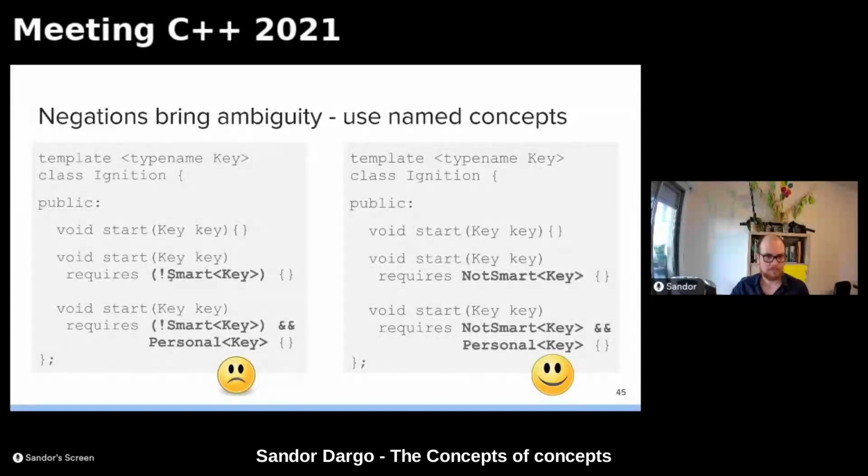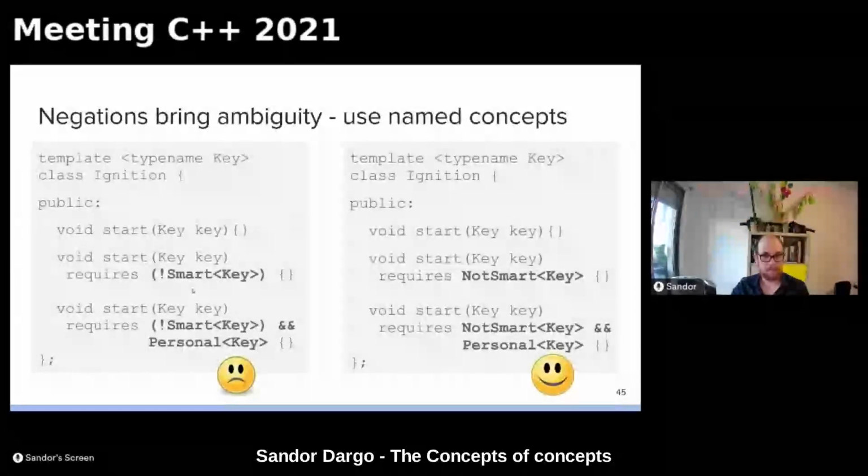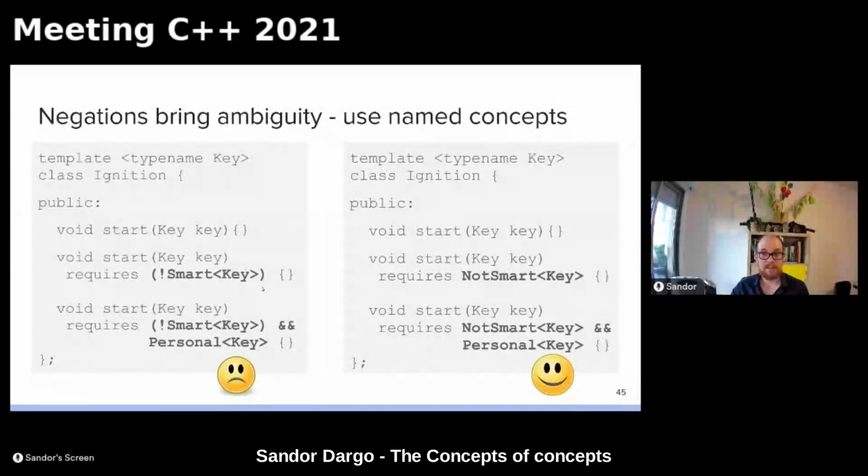Well, while it could deduce that this smart key is the same as this smart key, when it comes with a negation, it takes the whole, what you can find within the parentheses, as a new expression. For the compiler, the not smart key in the second overload and the not smart key in the third overload are something completely unrelated. Therefore, it's ambiguous, and this one wouldn't compile on the left.